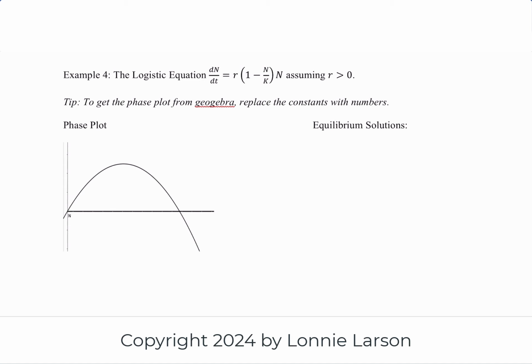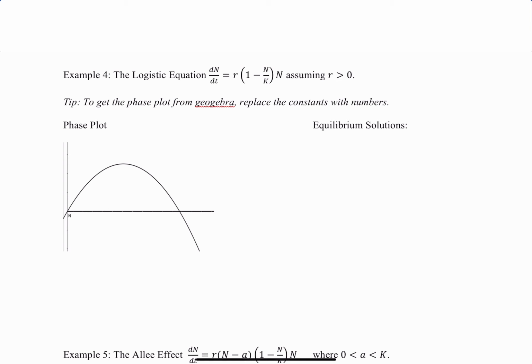Let's revisit the logistic equation that we introduced in the last section. I've put the phase plot in the notes. The way I got the phase plot was by putting in some numbers for the constants. I don't remember exactly what I put in. I had to fiddle around with them a little bit to get a graph that was easy to screenshot. I think I put in 1 for R and 10 for K, but I don't honestly remember, and it really doesn't matter. You'll still get this same shape.